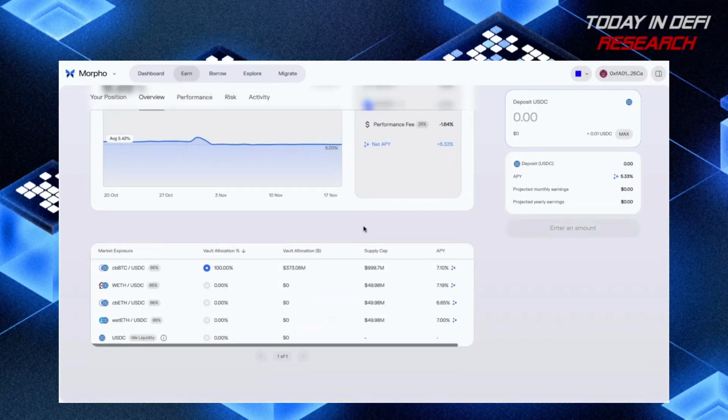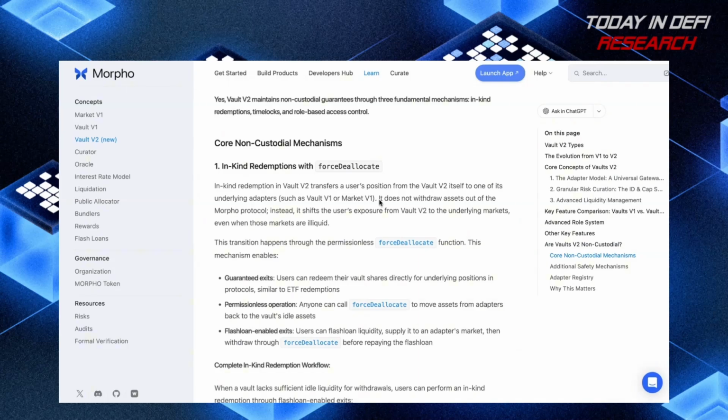So for example, if the V2 vault is allocated to, for example, Aave or Compound, the Compound USDC market, and then suddenly the utilization rate spikes and gets stuck at 100%, it means that the vault's allocation to the Compound USDC market cannot be withdrawn. And then in-kind redemption allows users to still exit the Morpho V2 vault, and in return, they'll get a basket of the underlying positions.